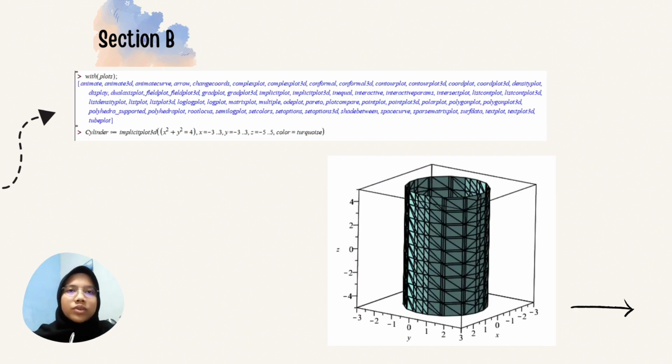Okay, next, with plots, and then for the cylinder, cylinder equal to implicit plot 3D. Open bracket x squared plus y squared equal to 4, and then close bracket, comma, x equal to -3 until 3, comma, y equal to -3 until 3, comma, z equal to -5 until 5, comma, color equal to turquoise. Here you can choose any color that you want, and after we click enter, we will get the cylinder shape.